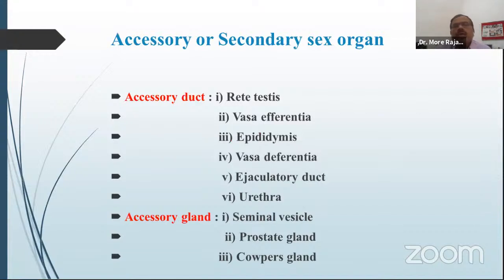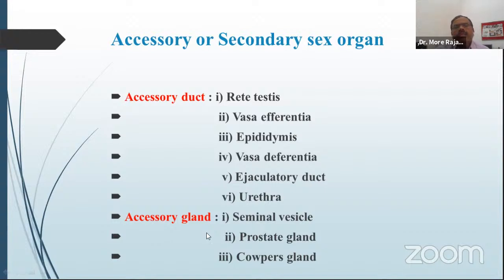If you see the accessory or secondary sex organs, accessory meaning helpful, the organs which are helpful in male reproduction are also called secondary sex organs. It includes the accessory ducts and the accessory glands. The accessory ducts include the rete testis, the network of the seminiferous tubules near the caput epididymis, then the vasa efferentia, then the epididymis, then the single tube, the vas deferens, which is further converted into the ejaculatory duct, and the urethra, which passes through the penis.